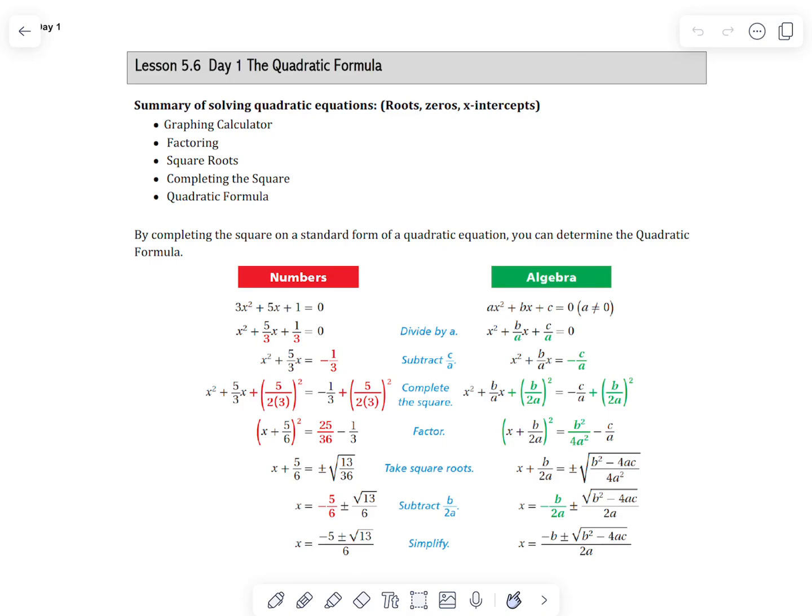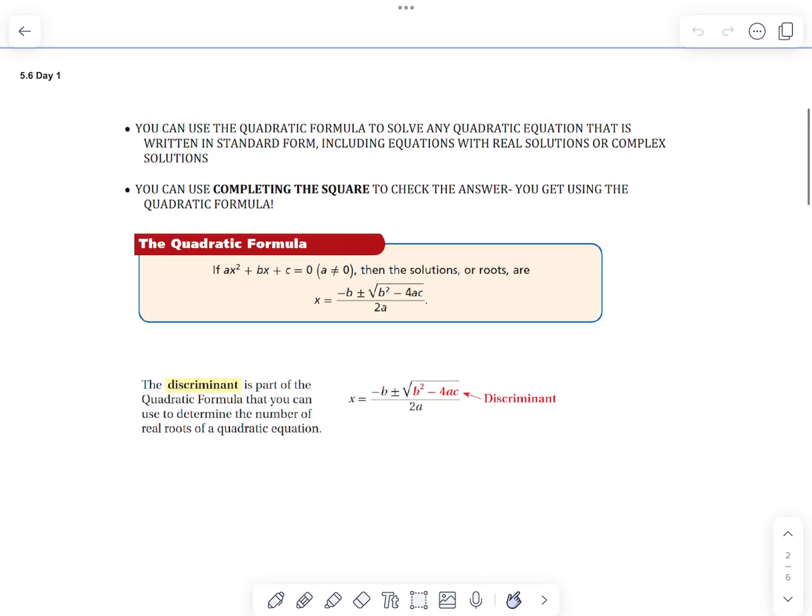By completing the square of a standard form equation, you can get the quadratic formula. The left side shows you an example of a quadratic equation where you complete the square and it converts to our quadratic formula. You can use the quadratic formula to solve any quadratic equation that is written in standard form, including equations that have real or complex solutions. You can use completing the square to check the answer you get using the quadratic formula.